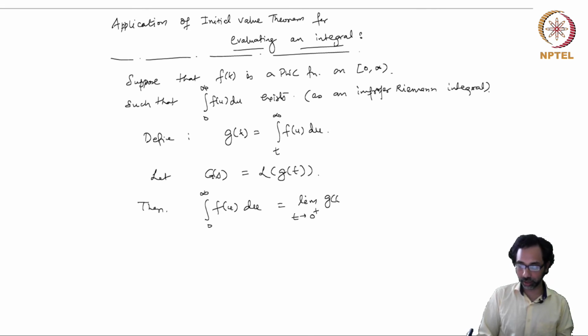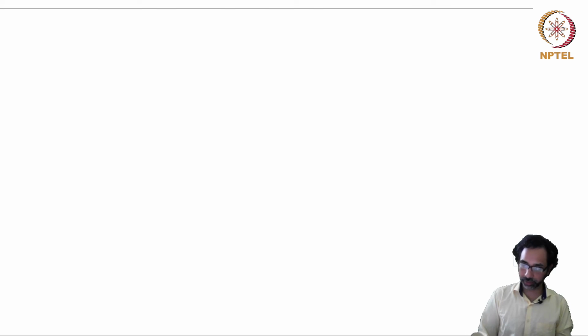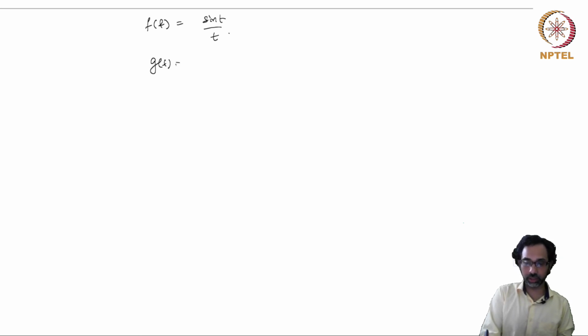then this integral from 0 to infinity of f(u) du, which is nothing but the limit as t tends to 0 plus of g(t), is going to be the limit as s goes to infinity of sG(s) by the initial value theorem. So for example, let's take f(t) to be sin t over t, and so we have g(t), the integral from t to infinity of sin u over u du.